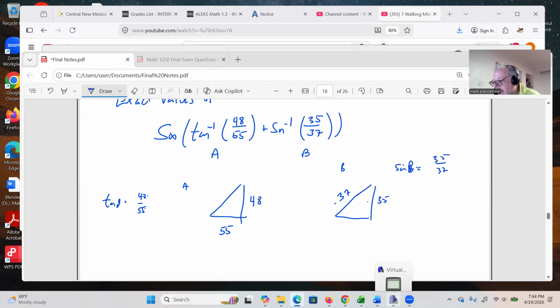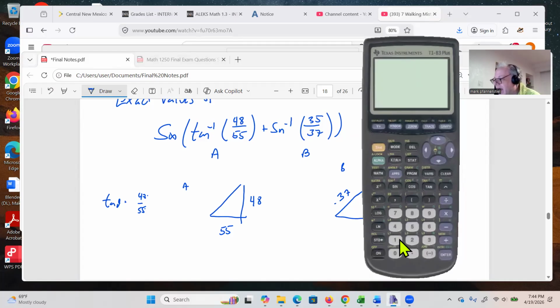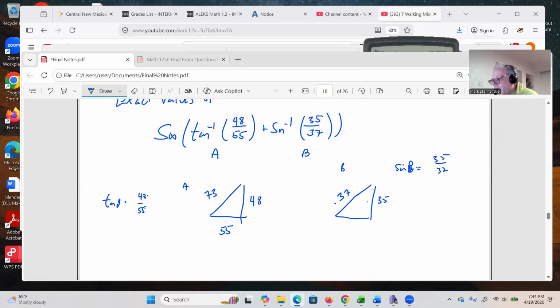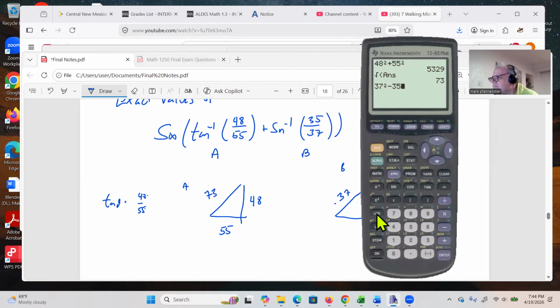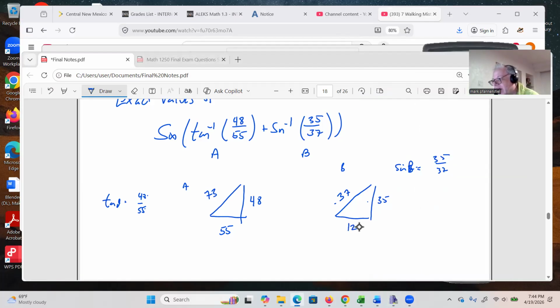We have to finish off the triangles. So here's what we're going to do. We have 48 squared plus 55 squared, and then we'll take the square root of this thing. Just the Pythagorean theorem. It's 73. For the other triangle, we have 37 squared minus 35 squared, and we ended up with 144. That's 12 squared, so I know that this side here is 12.